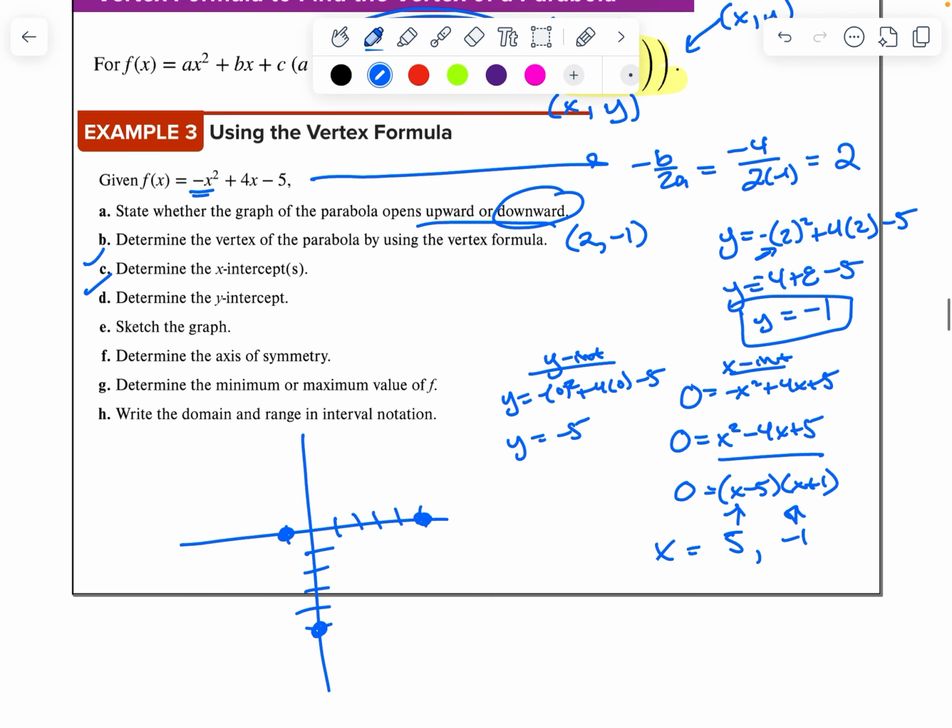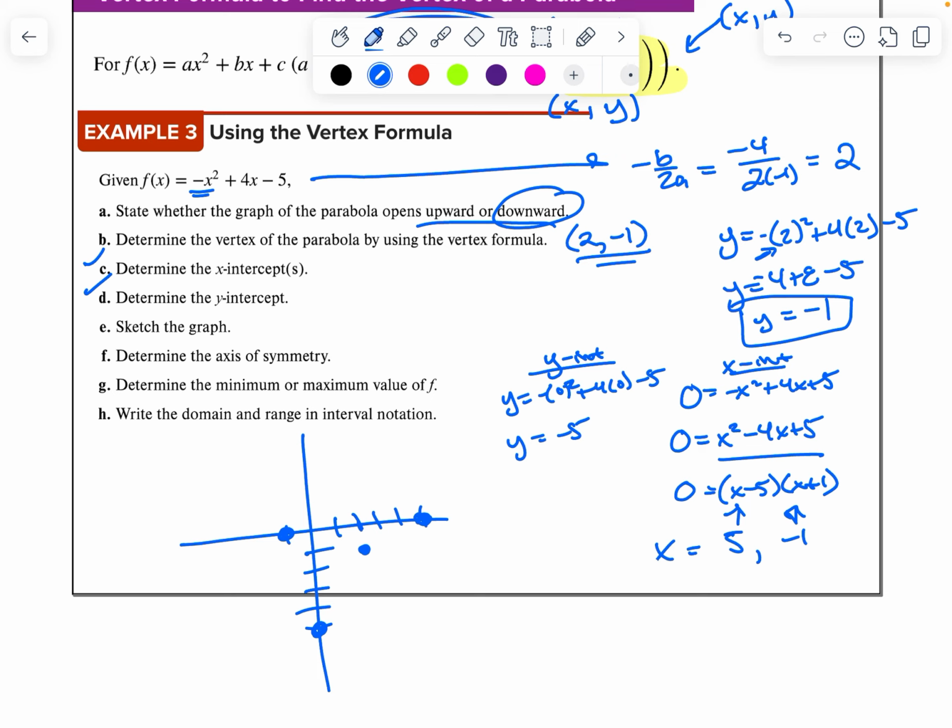1, 2, negative 1, right there. That is still not lining up. Vertex, negative b over 2a. The vertex is 2, negative 1. We must have done something else incorrectly. X minus 5, x squared. Oh man, I see it.